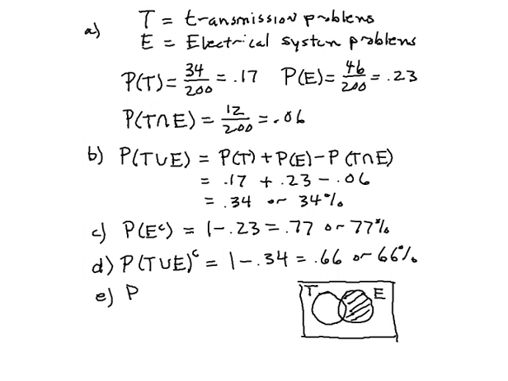Well, let's see. If I say the probability of E, to get that piece, subtract the probability of T intersect E. In other words, we're going to take this centerpiece out. So if we look there, right there at the intersection, the probability of all of E, subtract the intersection, will give me what I want. So the answer would be 0.23 subtract 0.06, and that would be equal to 0.17, or 17%.